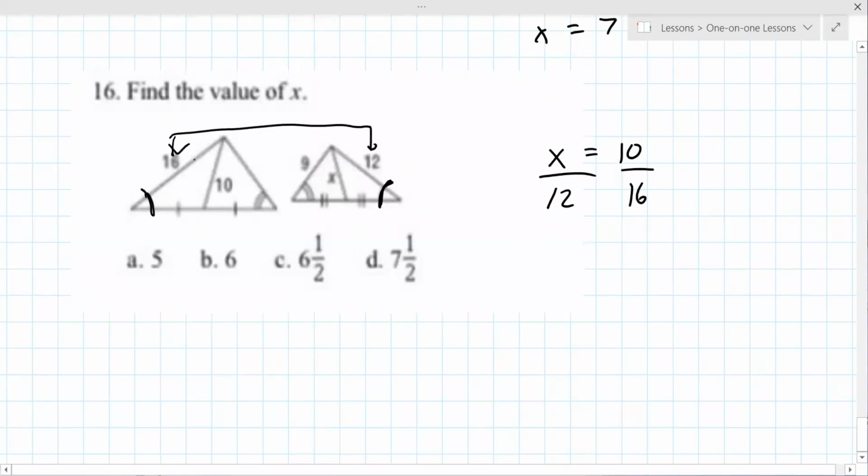And I think this problem is just designed to maybe have you try to choose 9 instead of 12 for that. So you have 16x equals 120. Divide both sides. 120 divided by 6 is, not sure. Let me check here. 120 divided by 16, 7.5.